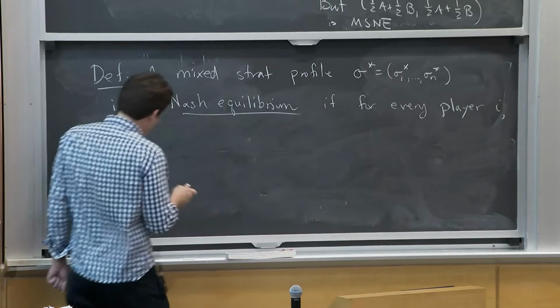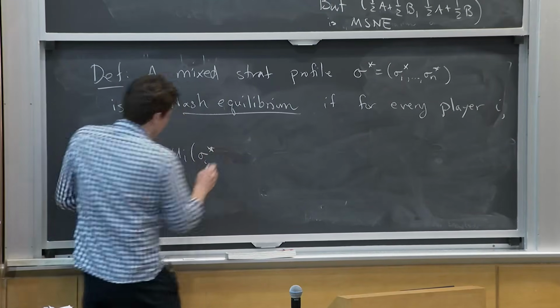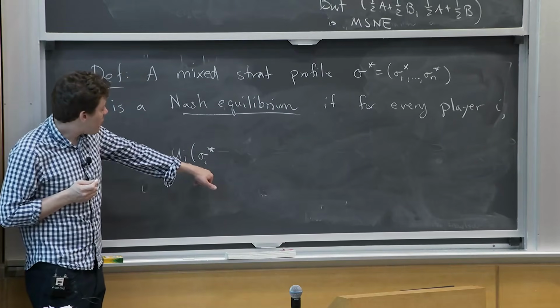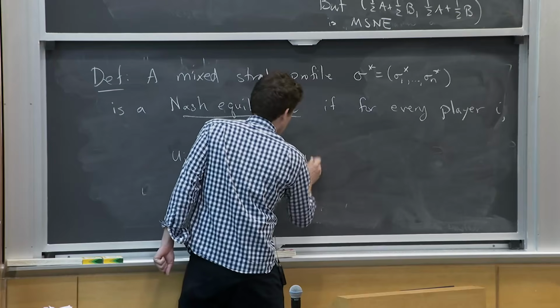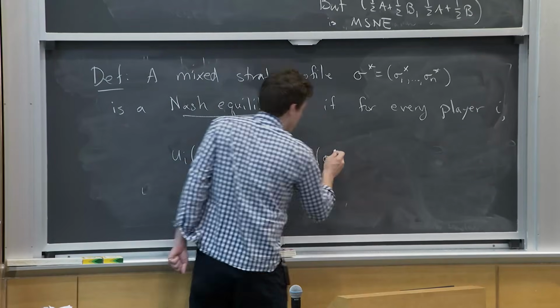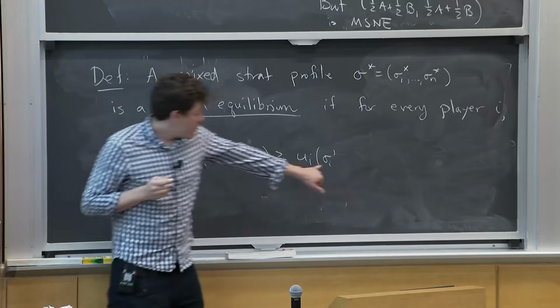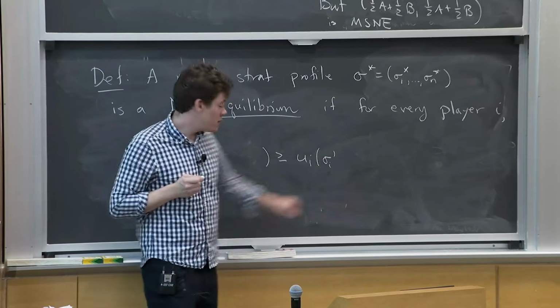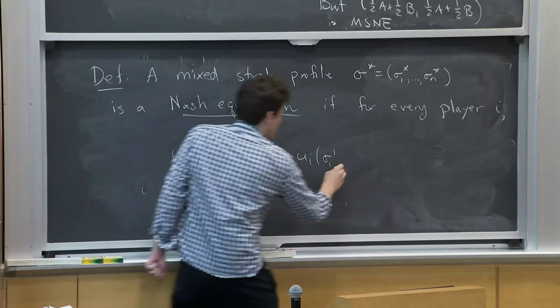what happens? Well, I'm comparing now what I'm supposed to do as player i to a deviation, which I'll maybe call sigma i prime. So this is the mixed strategy I'm actually playing. This is the mixed strategy I could deviate to, and I want this to be optimal given the way my opponents are playing.